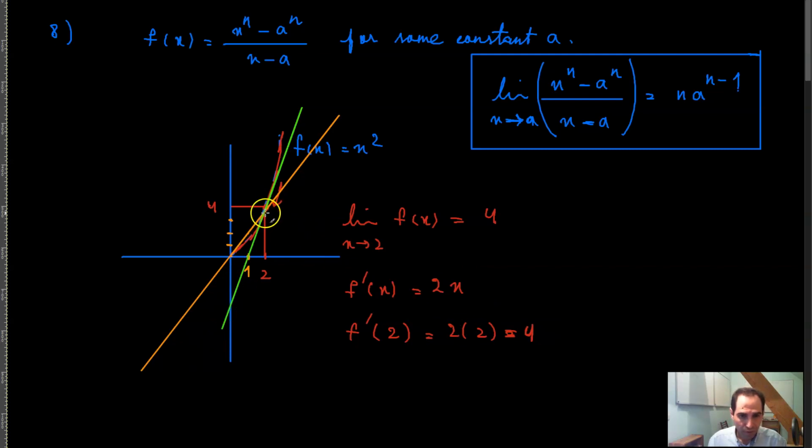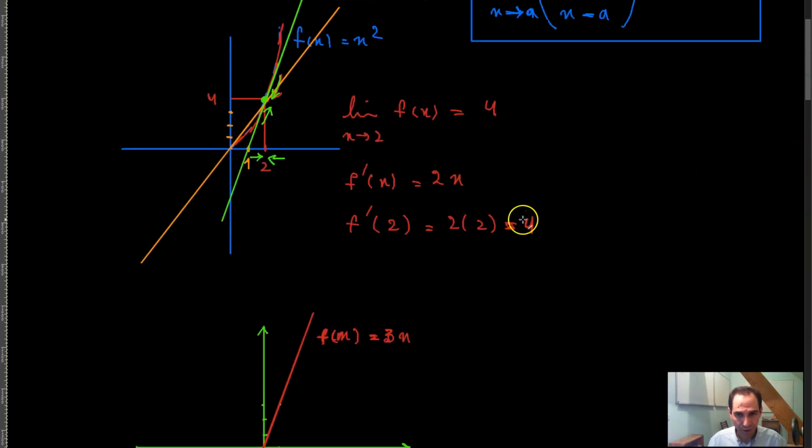But the limit of the function as x tends to 2 for the same function has nothing to do with the slope of this line. It is basically, as you get closer and closer to 2, you can see that the values of the function are getting closer and closer to 4. And as you get closer and closer to 2 from the left, you can see that the values of the function are getting closer and closer to 4. Just the values, the output of the function, right? This is one example.